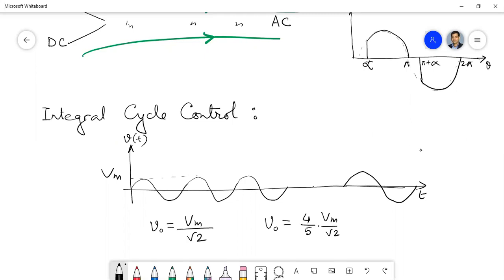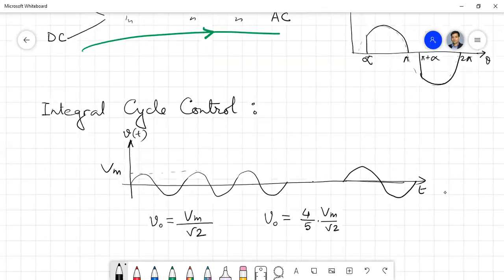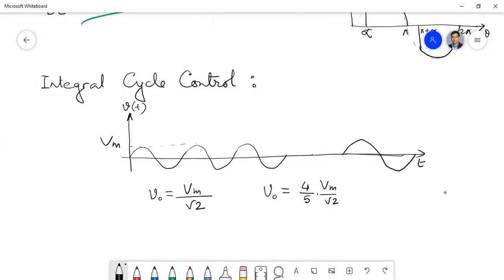Okay, so this is how we can control. This is called the integral cycle control. Integral means the total cycle of the sinusoidal wave, or the input supply voltage waveform, that we are making off. So this is how we can select.